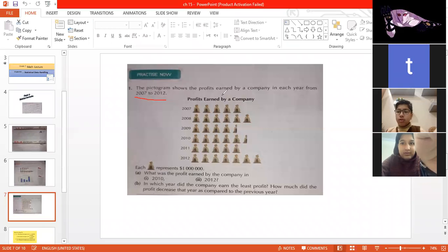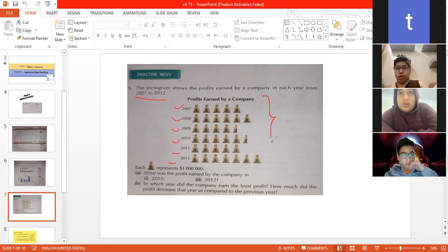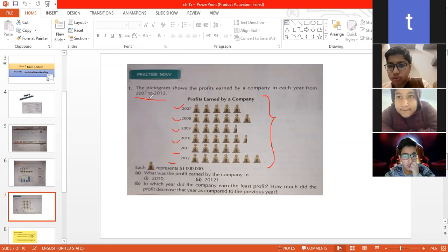Okay, now come towards the practice on page 371. The pictogram shows the profits earned by a company in each year from 2007 to 2012. If you can see 2007, 8, 9, 10, 11, and 12. It is a pictogram graph where you can easily interpret the data. Each dollar symbol represents 10 lakh.